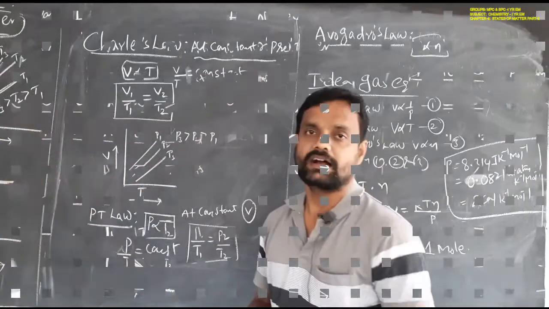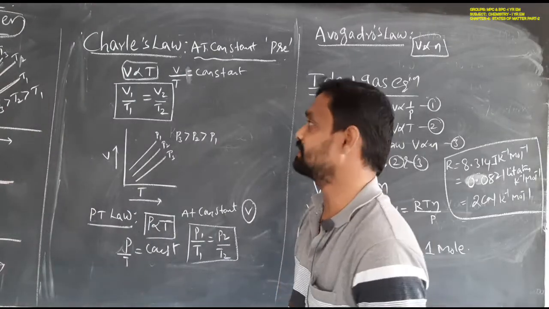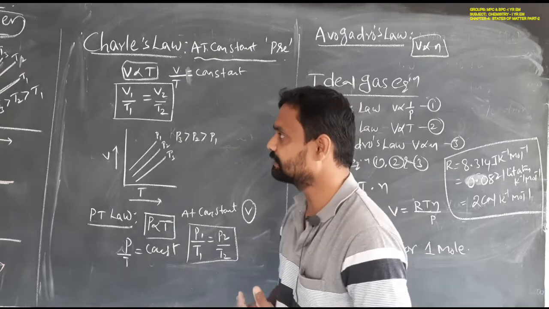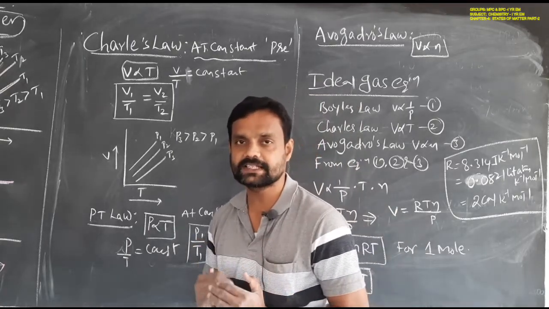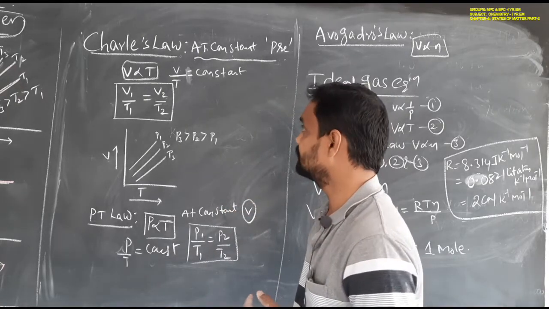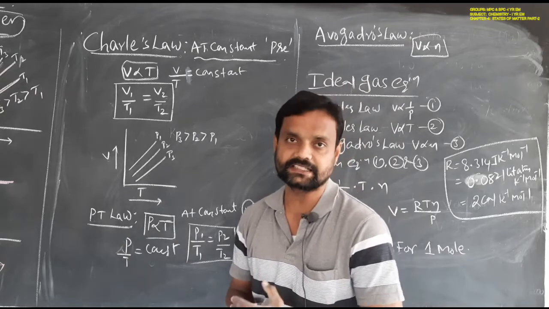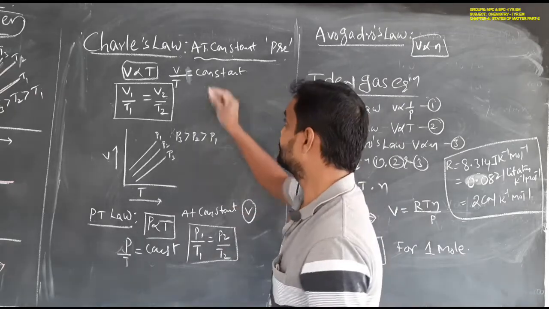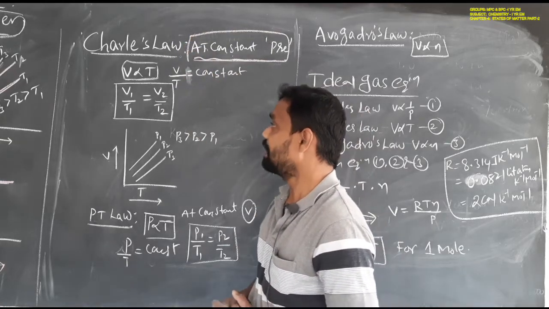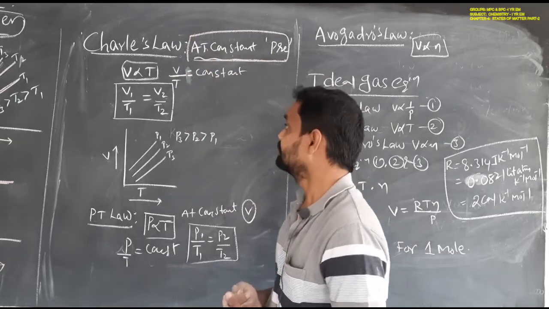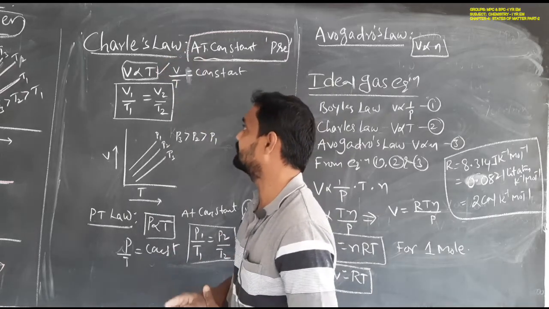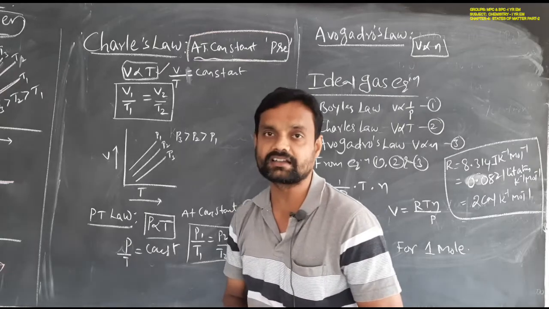Then another gas law, that is Charles law. Simply, in Boyle's law the temperature of the gas is taken constant. But in Charles law, here we should take the constant pressure. Okay students, at constant pressure, for a given mass of gas, the volume is directly proportional to the absolute temperature. Simply that is called Charles law.